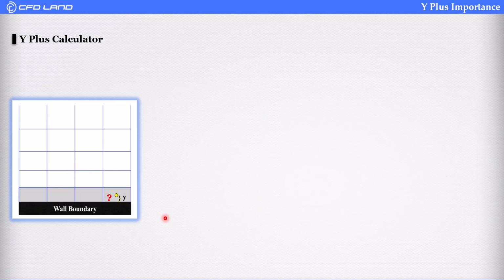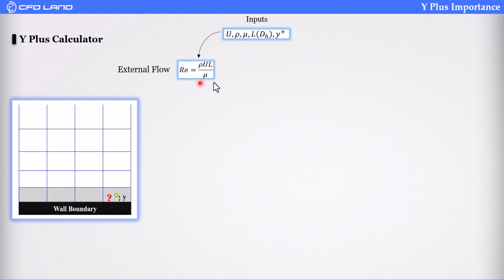Anyway, how do we calculate y+? Well, y+ is not what you are looking for. You're looking for y, the height of the first cell. Y+ is actually one of your input parameters, among velocity, density, viscosity, and characteristic lengths. First step is to calculate Reynolds number. If it's an external flow, you use characteristic length, and if it's an internal flow, you use hydraulic diameter, which is used for non-circular tubes and channels.